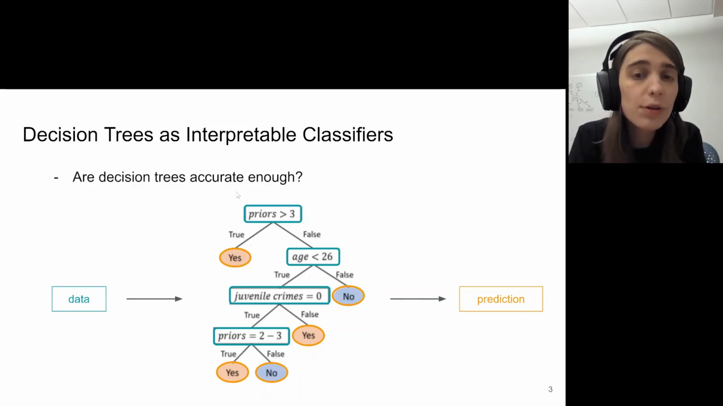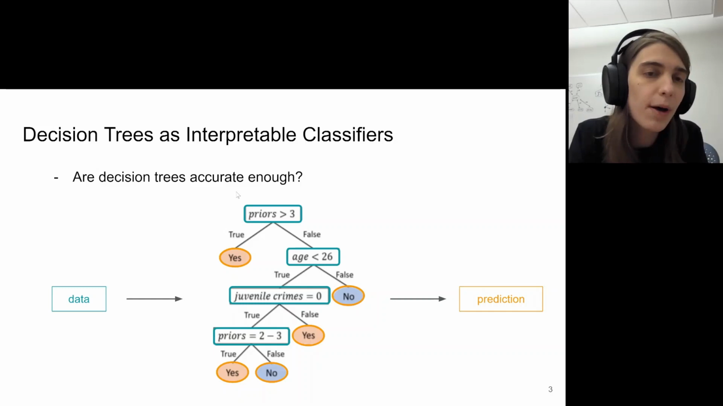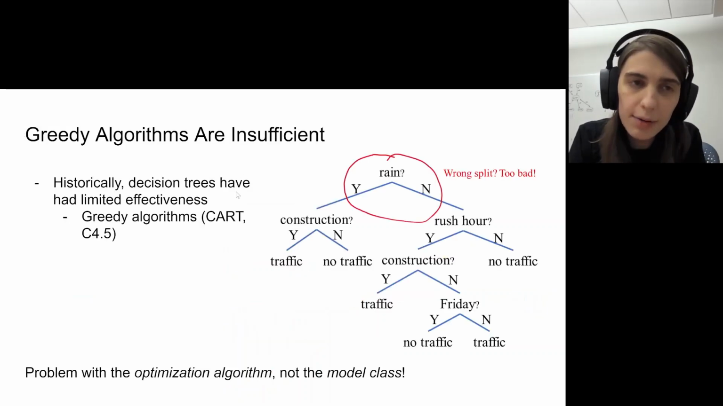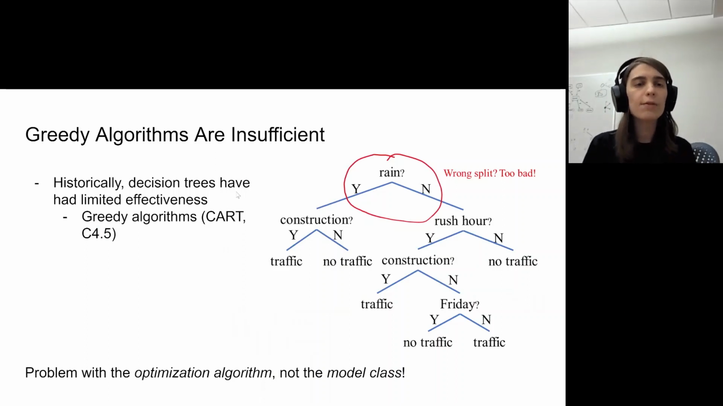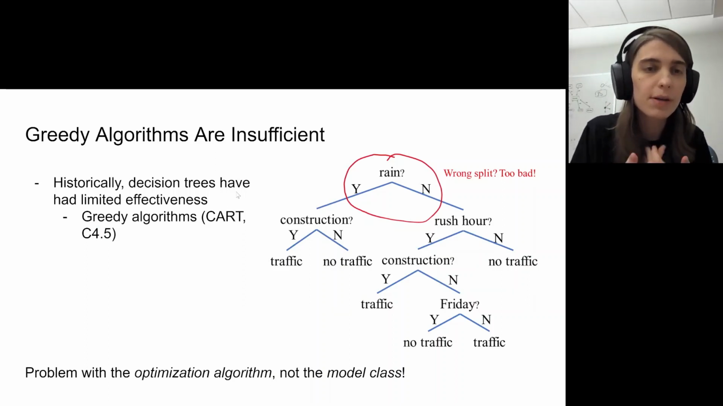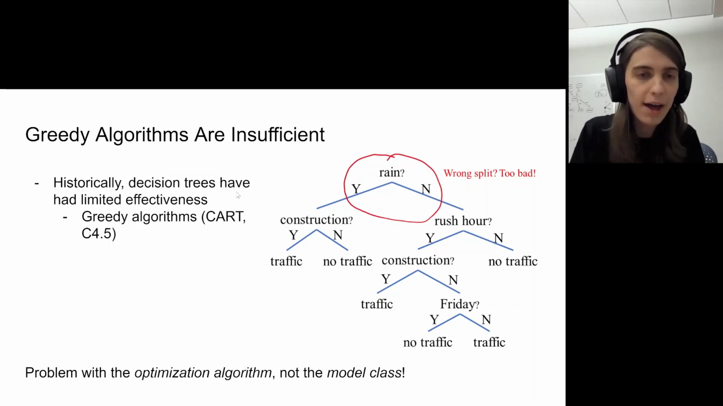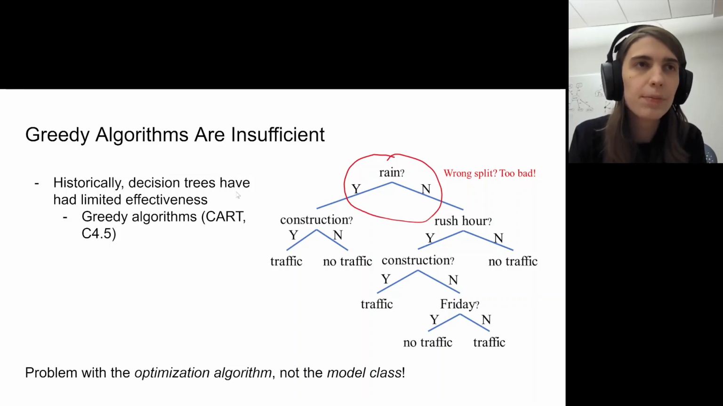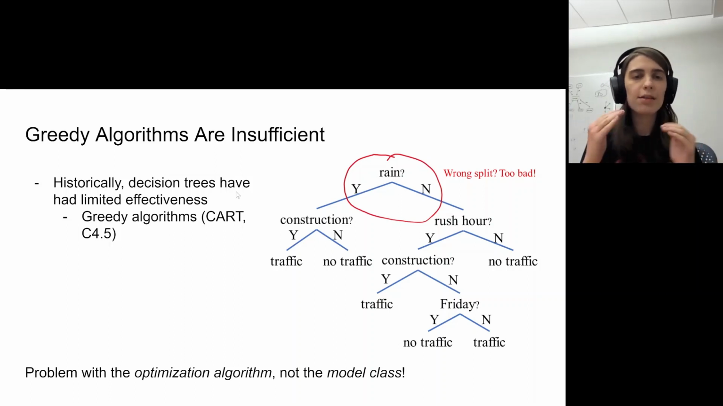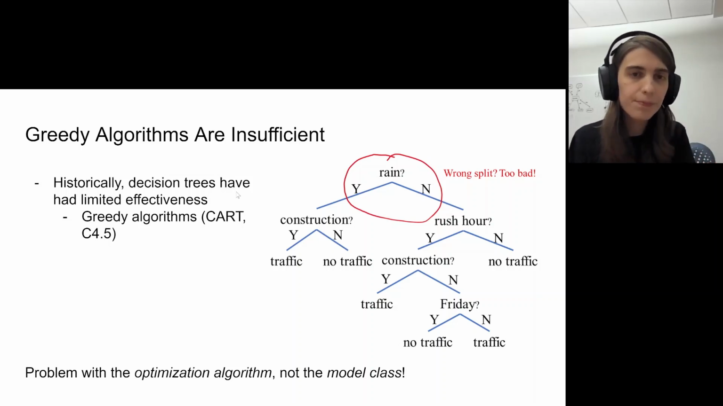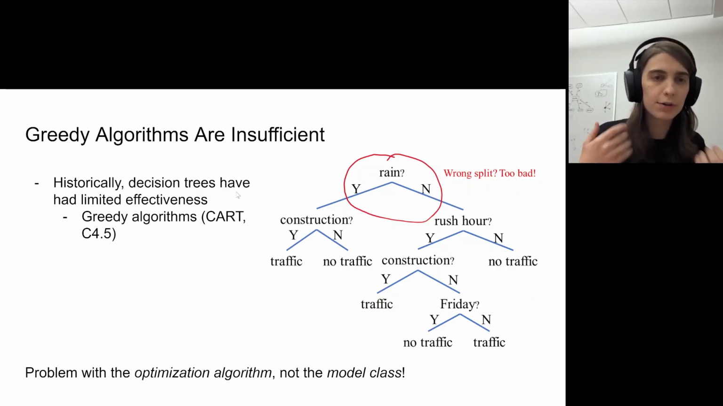To be truly useful, though, we can't just have interpretable models, we need to have accurate models. If we want accurate models, decision trees definitely do incur some skepticism because historically they've had really limited effectiveness. Greedy algorithms like CART and C4.5 often grow trees that aren't necessarily useful for a specific problem. They split at the root based on a greedy heuristic, and if they get that greedy heuristic wrong, they're not going to have a very strong tree.